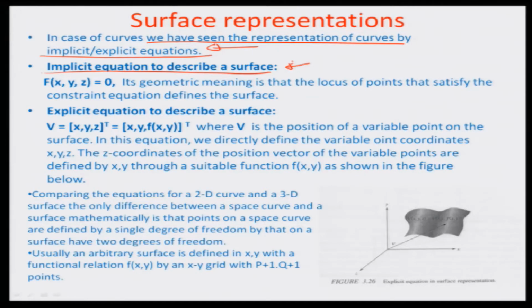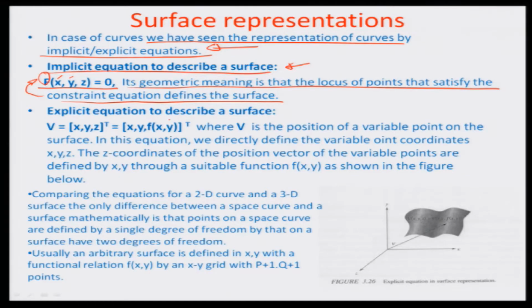Let us say you can have a functional relationship f(x, y, z) = 0. Its geometric meaning really is a locus of points that satisfies the constraint equation, and that defines the surface, and they are all bound by this functional relationship f(x, y, z) = 0. So, this is the implicit form of the equation, and it is not very clear how there is a relationship happening between x or y or z, although there is an overall governing relationship between all the three variables.